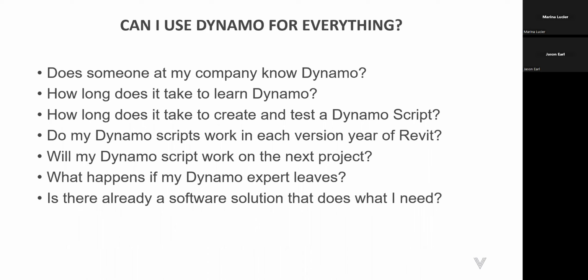So the first thing is, does somebody at my company know Dynamo? Well, if nobody knows Dynamo, they're going to have to learn Dynamo. So how long does it take to learn Dynamo? It's going to depend on how quickly you pick things up. You can start being pretty useful in Dynamo within 2 or 3 weeks. I would say to master Dynamo probably takes at least a year. So there's a lot that you can do and there's a lot to learn.